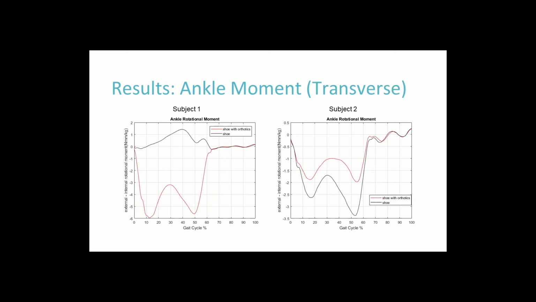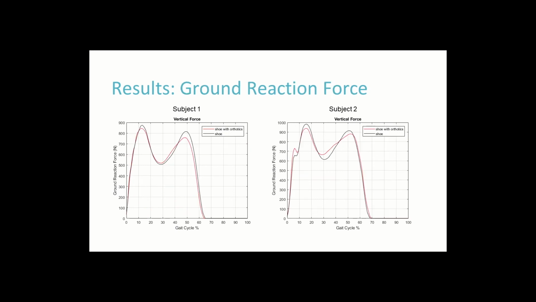From the transverse plane, there is a huge difference in ankle rotational moment for subject 1, where the medially wedged orthotics changed the internal rotational moment to an external rotational moment during the entire stance phase, whereas subject 2 has experienced a decrease of external rotational moment during the terminal stance at 40% to 50% of the gait cycle. Finally, if we look at the vertical ground reaction force, there is a significant decrease of ground reaction force during the pre-swing phase at 50% to 60% of the gait cycle.